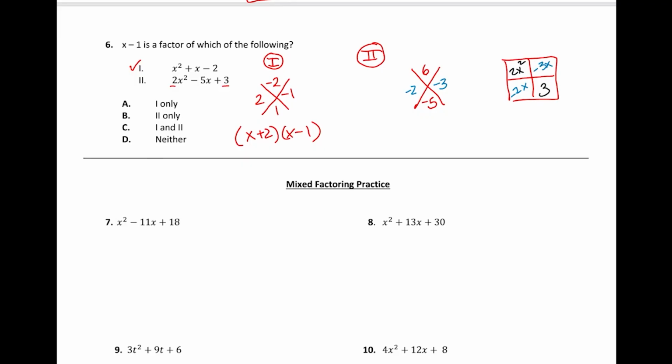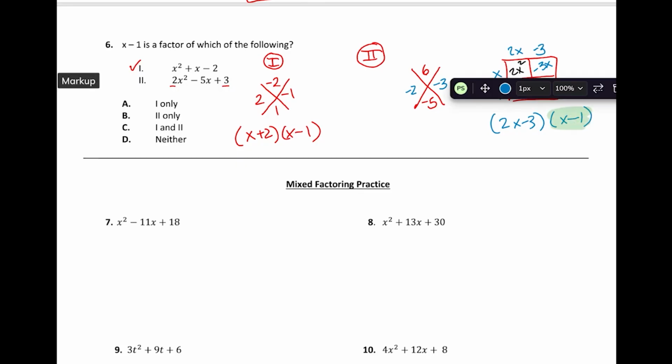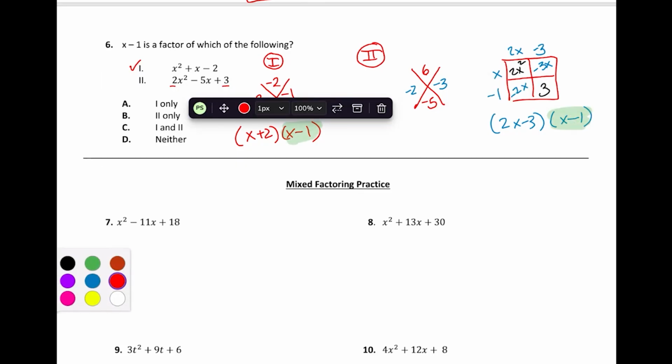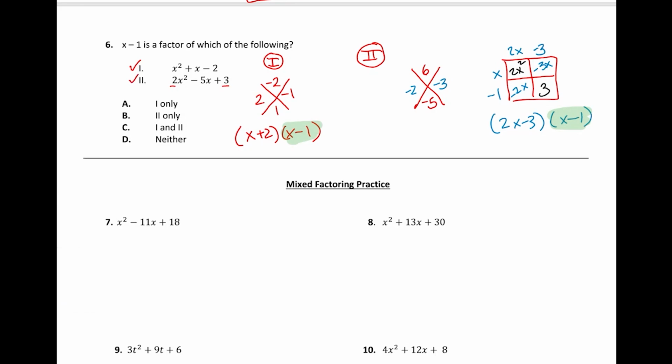Now let's find the GCF out of each column and each row. For the first column, our GCF is 2x. In the second column, the GCF would be -3. So one of the factors is 2x minus 3. And then going down the rows, we have x and just -1. So our two factors here are 2x minus 3 and x minus 1. Notice that x minus 1 is a factor of both. So not only is it a factor of the first one, it's a factor of the second one also. So the answer is going to be C.